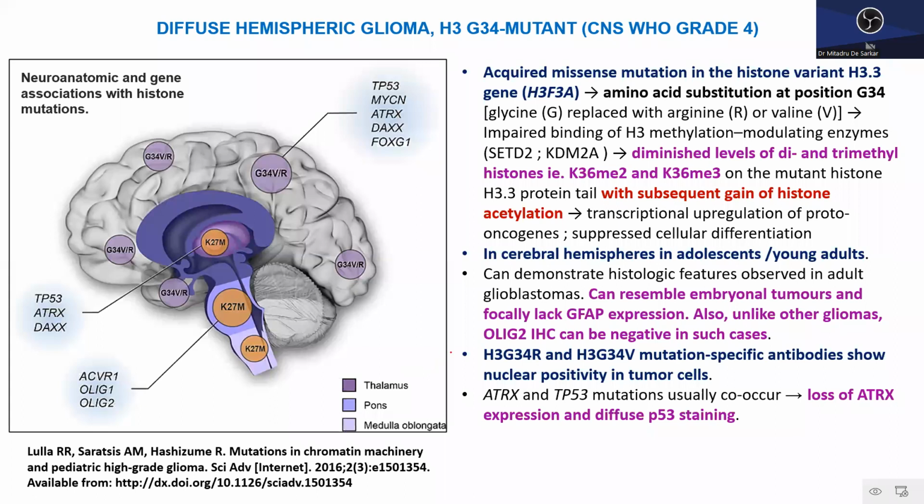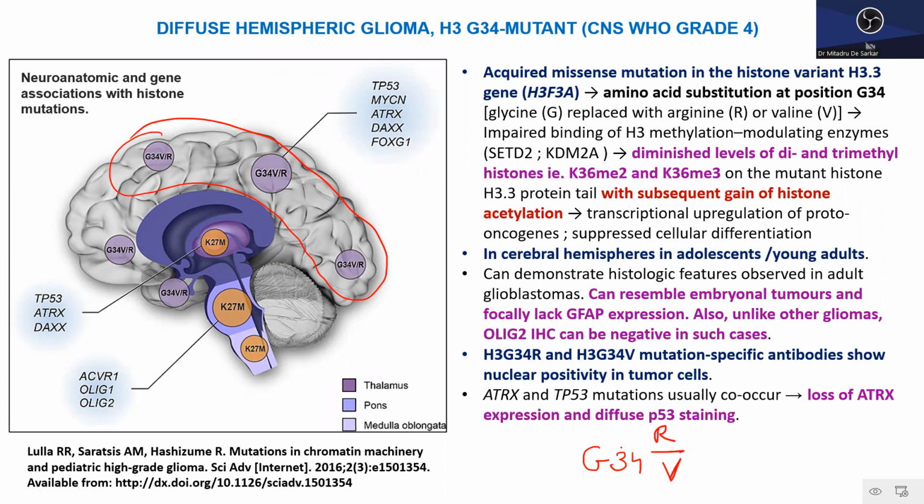Coming to the diffuse hemispheric glioma family, the diffuse hemispheric glioma, as the name suggests, occurs within the cerebral hemisphere. And what is the genetic abnormality that is seen over here? So let's analyze this particular genetic abnormality. You have got G34, R on top, and V.